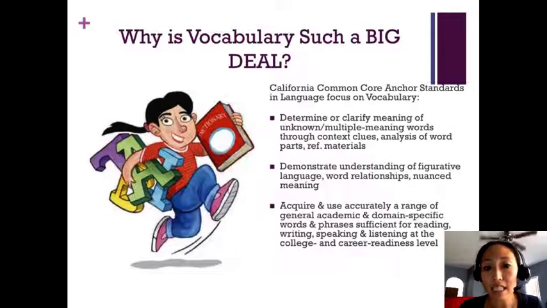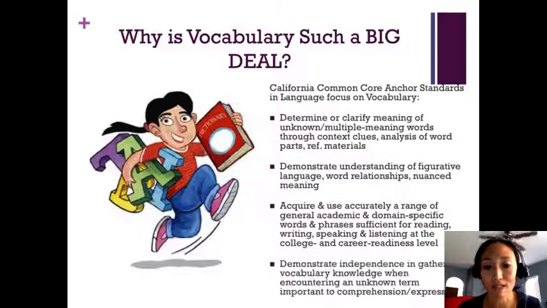And finally, it says in the Common Core that students should be able to acquire and use accurately a range of general academic and domain-specific words, so that's discipline-specific words, and phrases sufficient for reading, writing, speaking, and listening at the college and career readiness level. So we're talking pretty high expectations and varied uses of vocabulary that students are expected to master at the secondary level, as articulated by the standards.